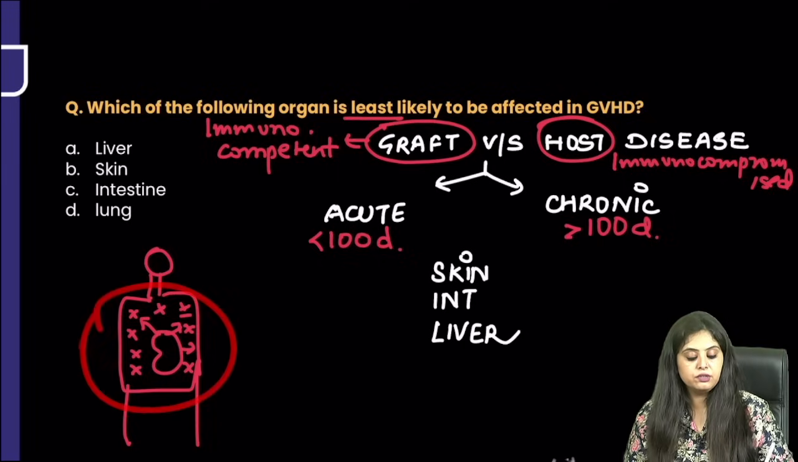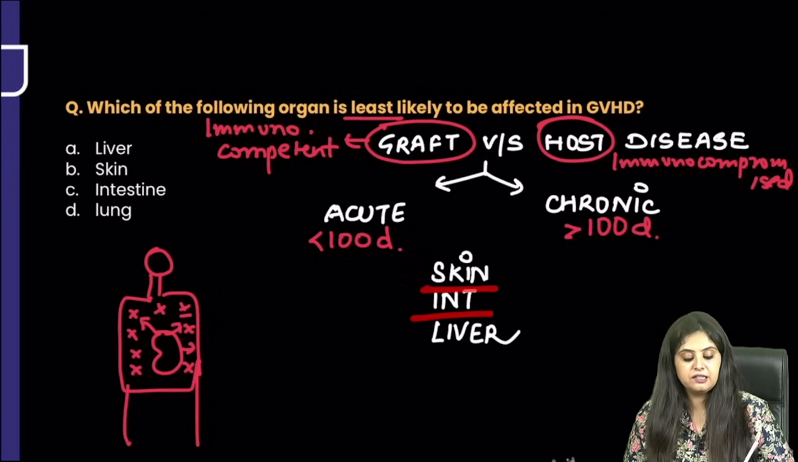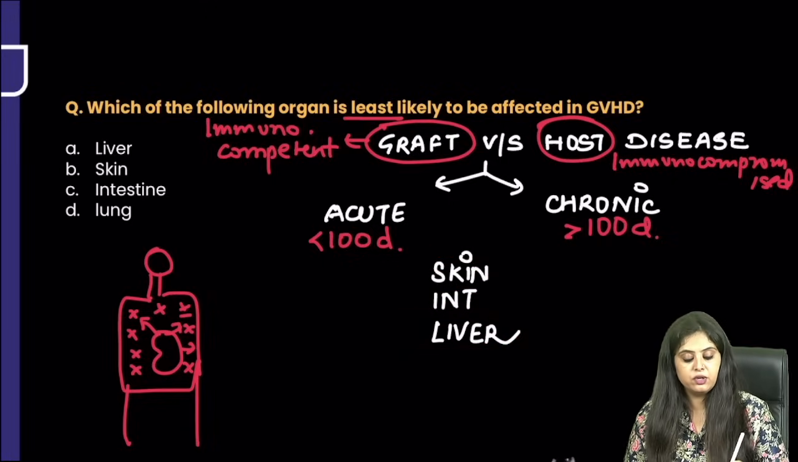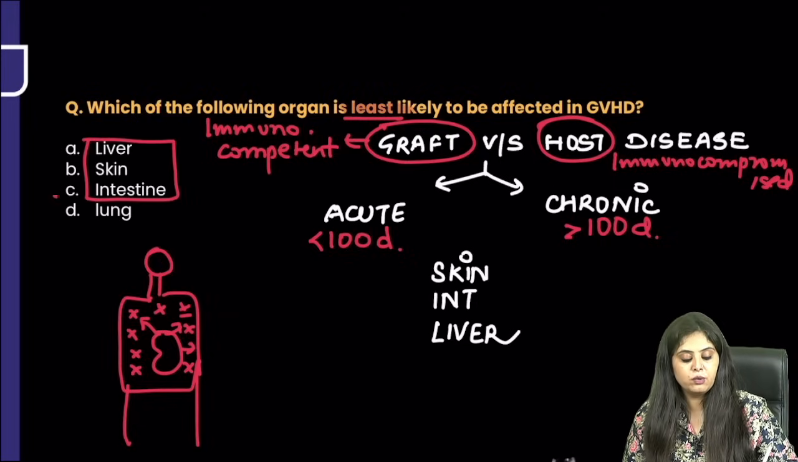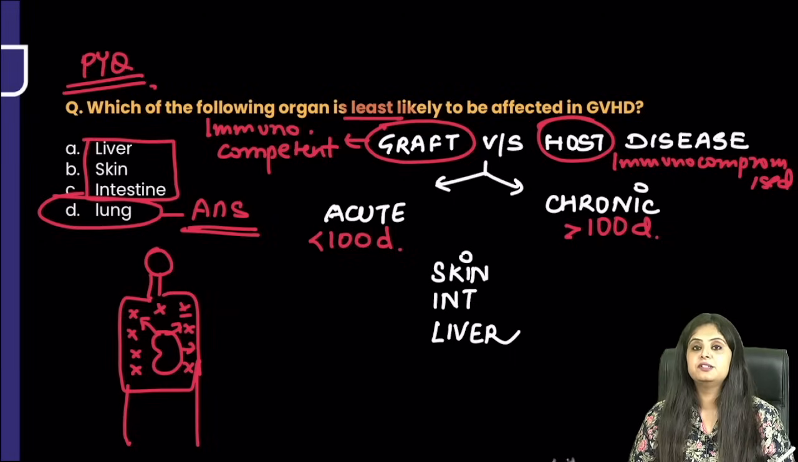And which are the organs of this patient which are getting maximally attacked? It is the skin, the intestine and the liver. In the skin, patient will have rashes. In intestine, there will be diarrhea. Liver related jaundice will be there. So the question is, which organ is least likely to be affected in GVHD? Skin, intestine and liver is obviously affected. So what is least likely to be affected is the lungs, and the answer over here, it's a very famous PYQ of the FMG exam.